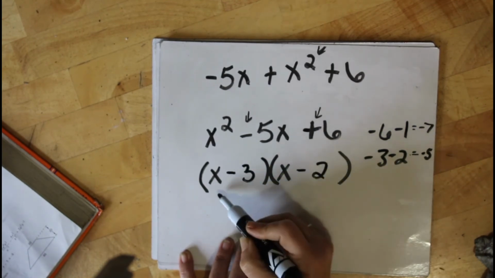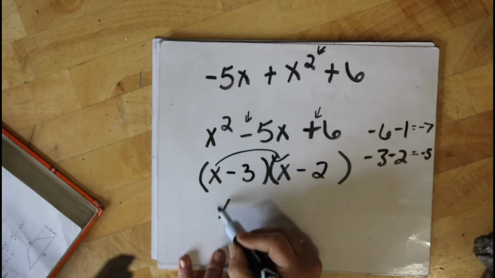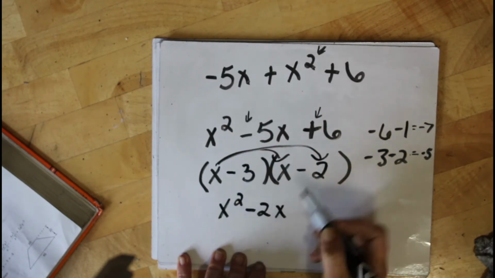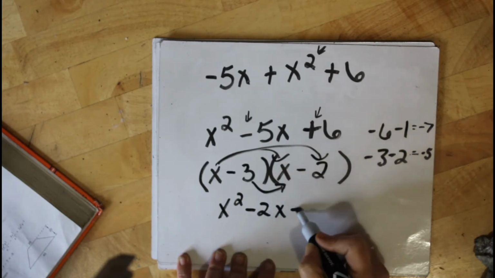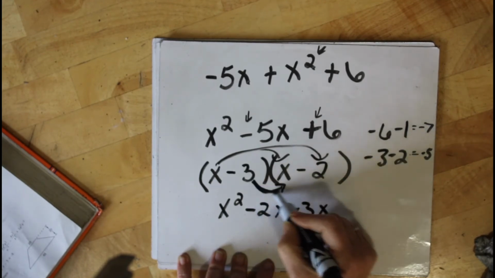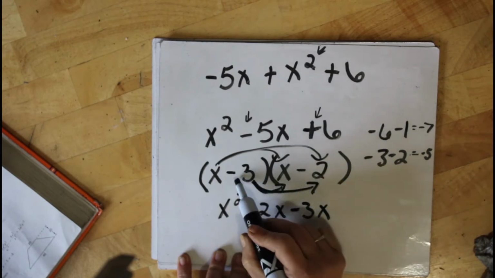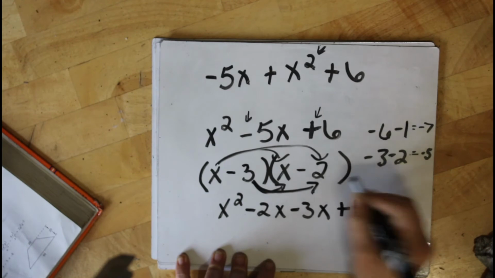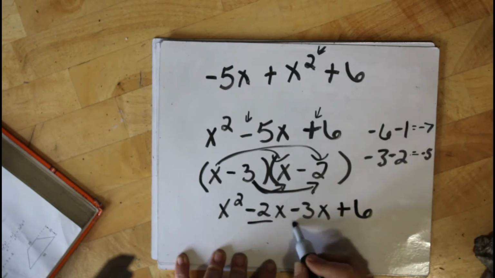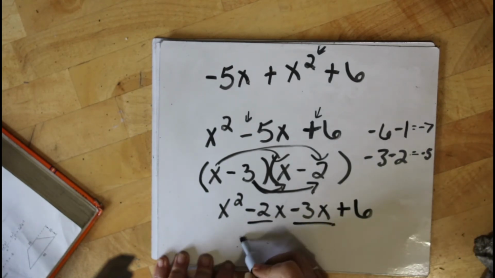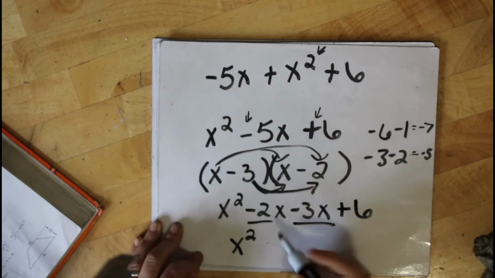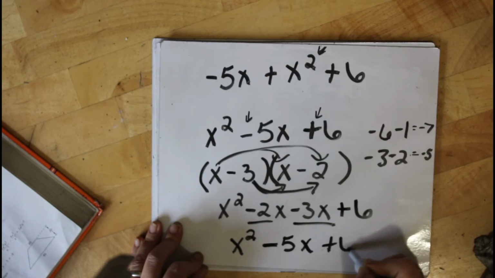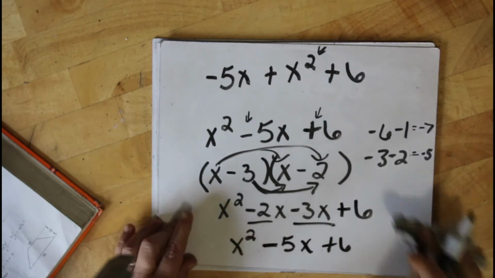So now do you see how if we did x times x, we would get x squared, x times negative 2, negative 2x, x times negative 3, negative 3x, and then 3 times 2 is 6. Negative 3 times negative 2 is going to make positive 6 because a negative times a negative makes a positive. Then when we put these two together, it's going to be x squared minus 5x plus 6, and that's what we started with.